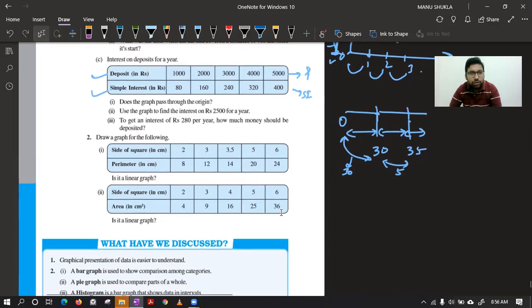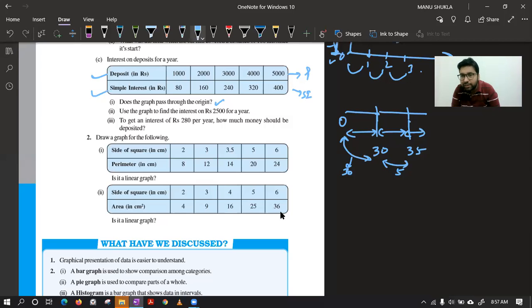Question number. Does the graph pass through origin? Class, what do you say? Will this graph pass through origin? I have not plotted the graph. I'm just asking you. Tell me, will this graph of principal and simple interest pass through origin? Obviously, because when there is zero principal, there is zero simple interest. So the graph will obviously pass through the origin.